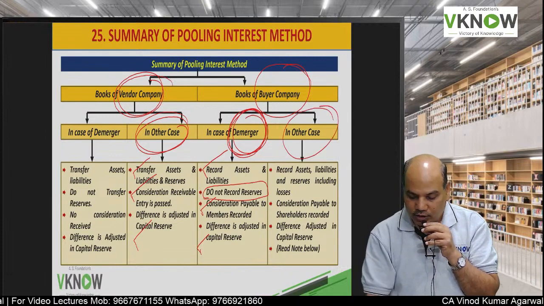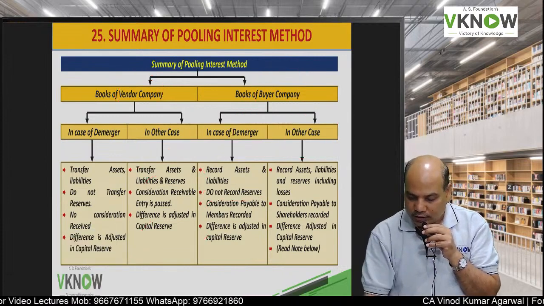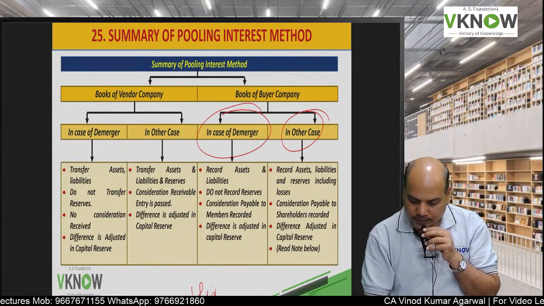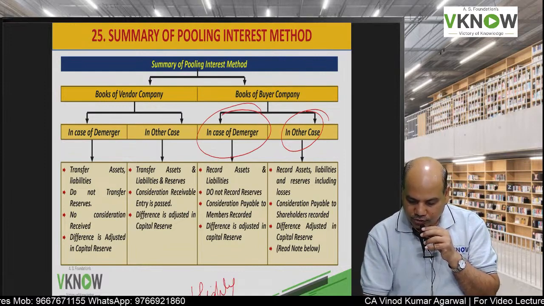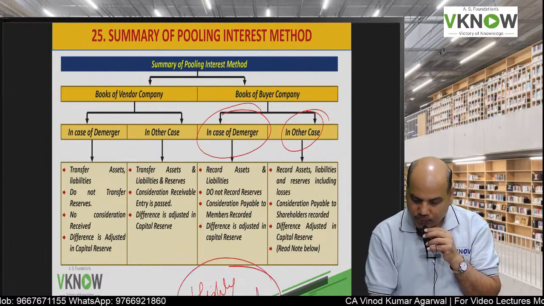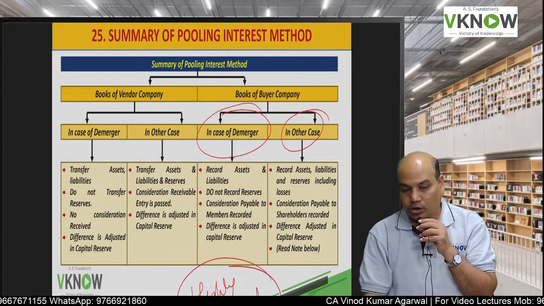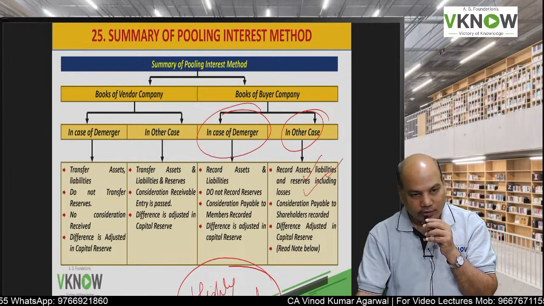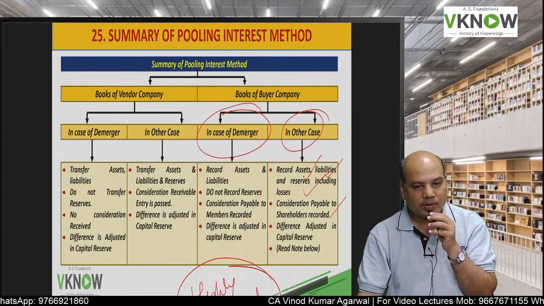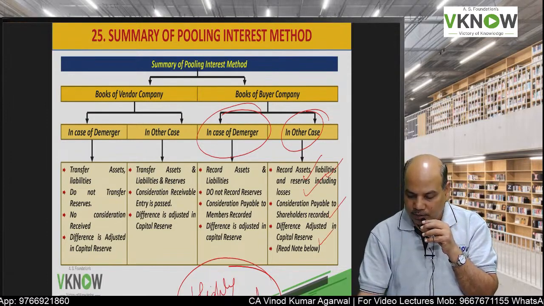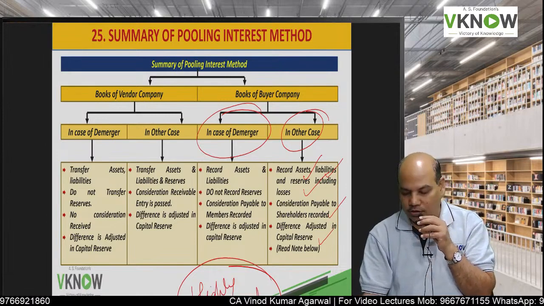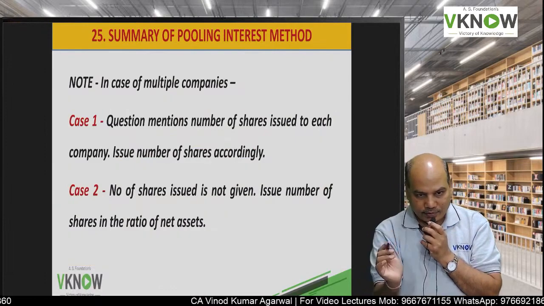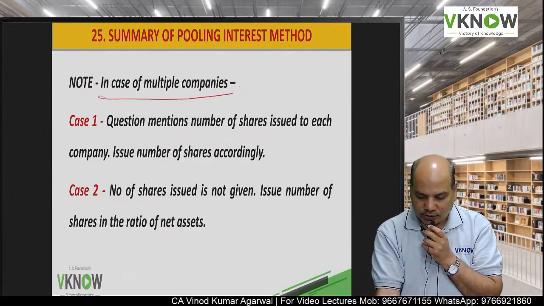And if it is any other case, both situations are highly tested in the exam, you can take a snapshot and keep it in your notebook. So if it is another case, you will record asset, liability and reserve. Consideration payable is recorded and capital reserve is recorded as difference. Do not record goodwill. Now this is highly tested in the exam.